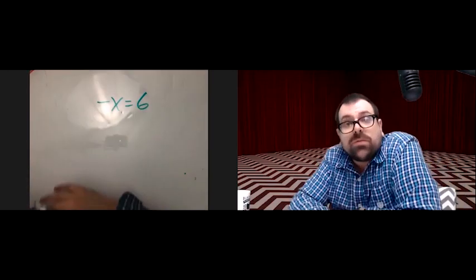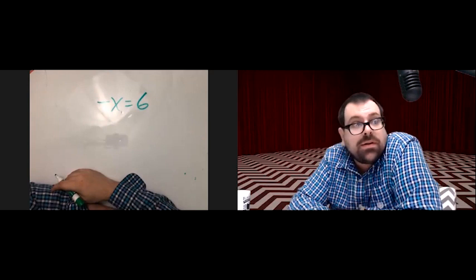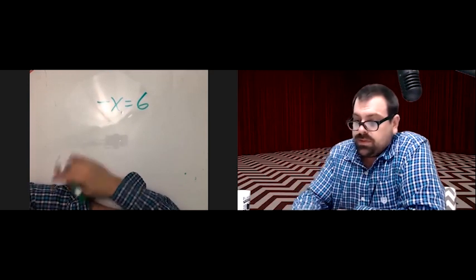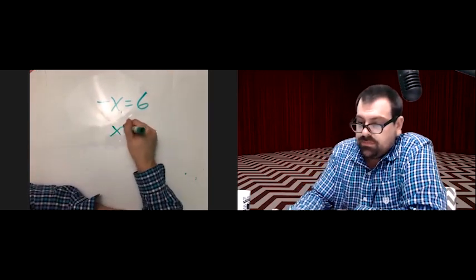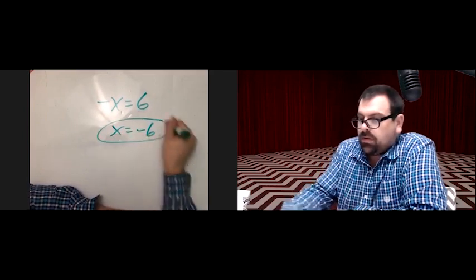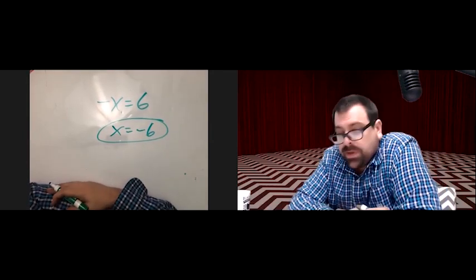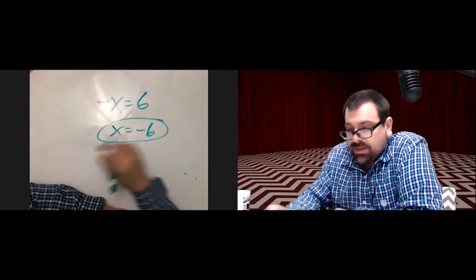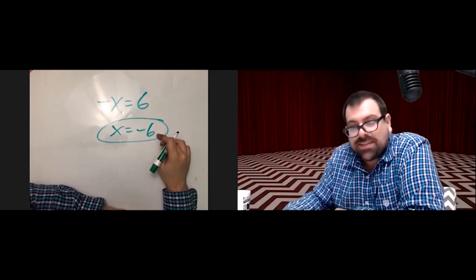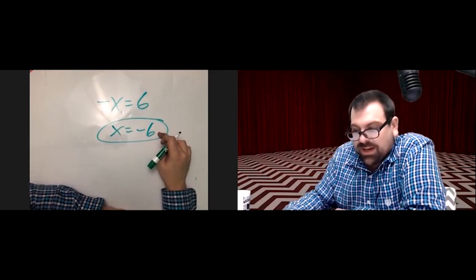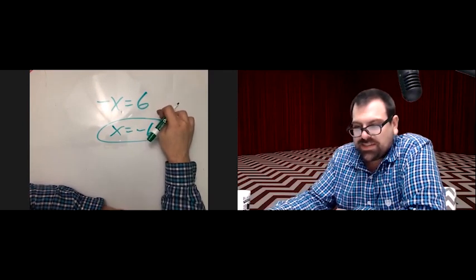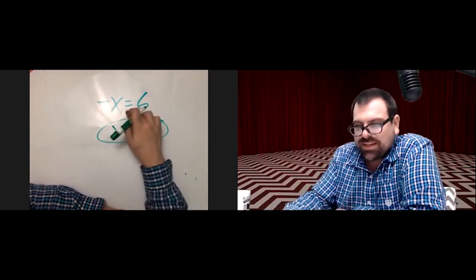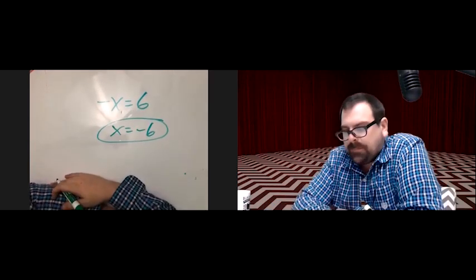The opposite of x equals 6. Well, take the opposite of both sides. x equals -6. See, this is why I said saying negative x isn't a great idea, because x is already -6. The opposite of x would be +6. The opposite of x is +6.